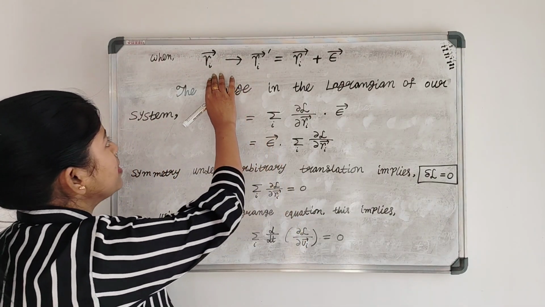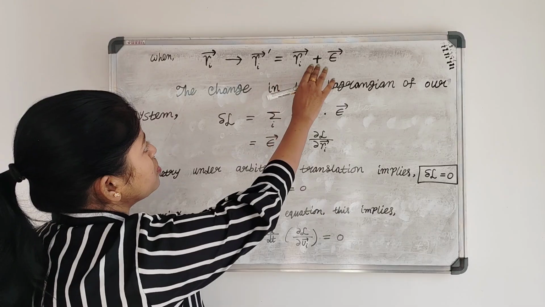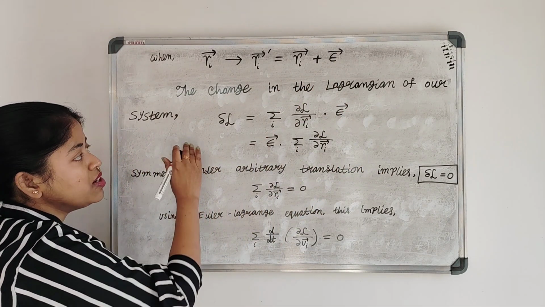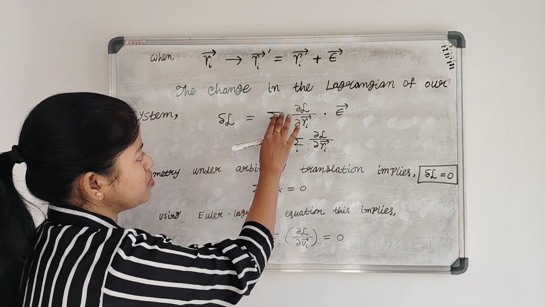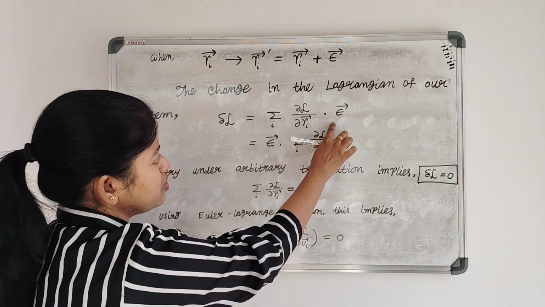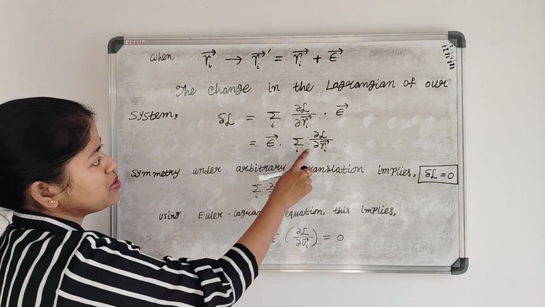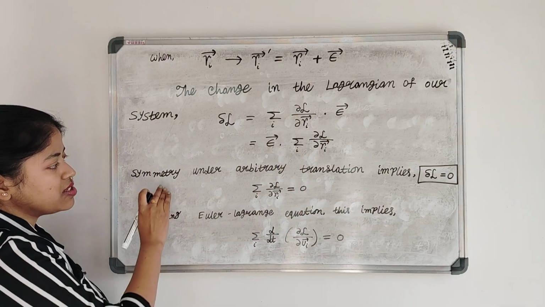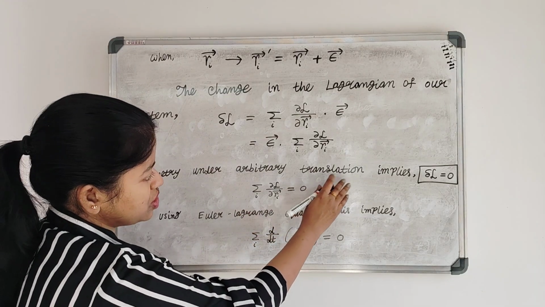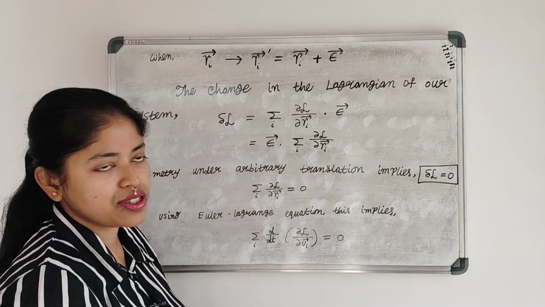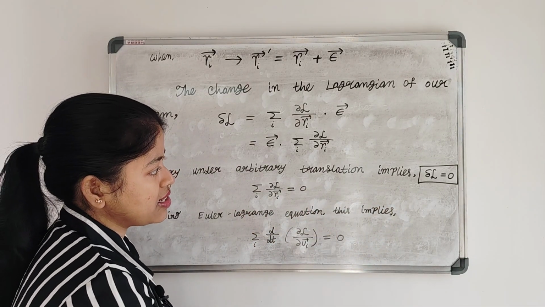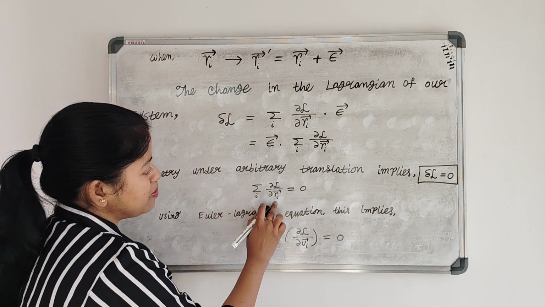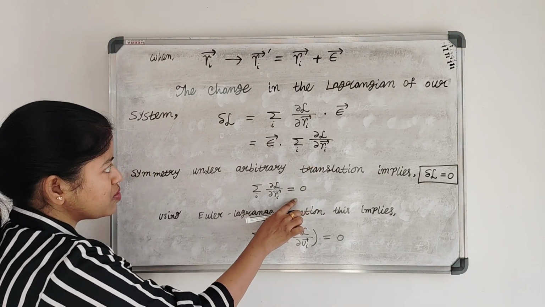So when Ri tends to Ri prime, which is equal to Ri plus epsilon, the change in the Lagrangian of our system, delta L, is equal to the summation over i of del L by del Ri dot epsilon, or epsilon dot the summation over i of del L by del Ri. This symmetry under arbitrary translation implies delta L equals 0. That means the change in the Lagrangian, delta L, is equal to 0, or the summation over i of del L by del Ri is equal to 0.